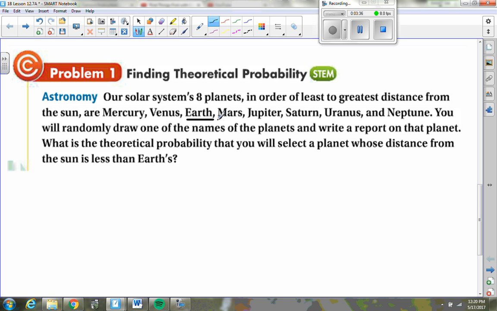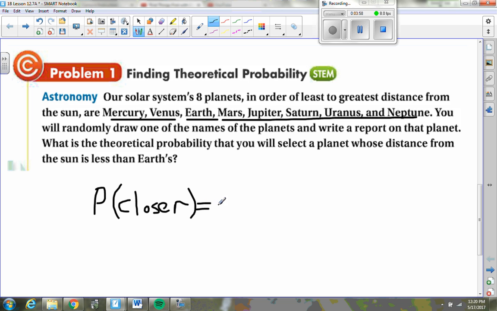Well, Earth is here. Which ones are further from the Sun? That'd be all these. Which ones are closer to the Sun? That'd be these two. So this is my sample space, right? Sample space is here. So the probability of getting a planet that is closer to the Sun, P of closer, is the number of outcomes that would give me one that's closer. That's 2 planets out of a total of 8, all right? Which reduces pretty easily down to 1/4. So this is your theoretical probability.